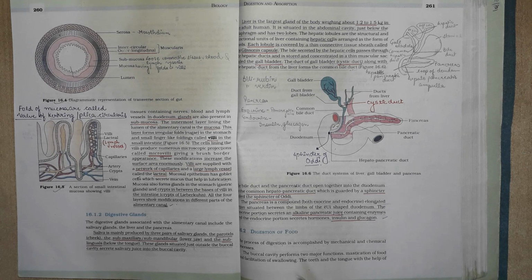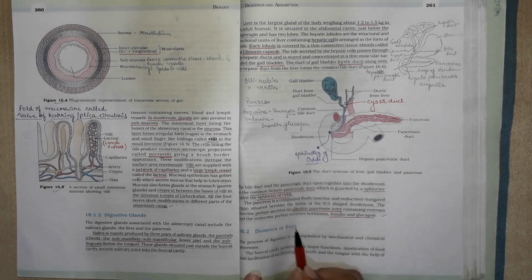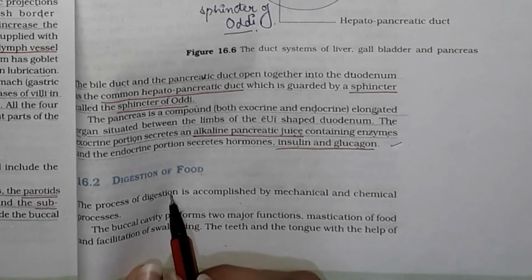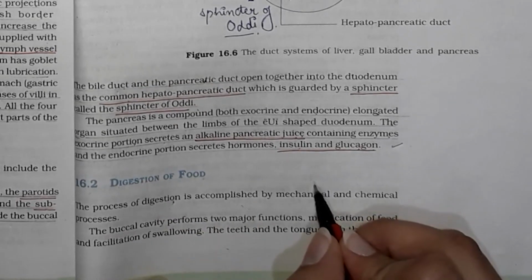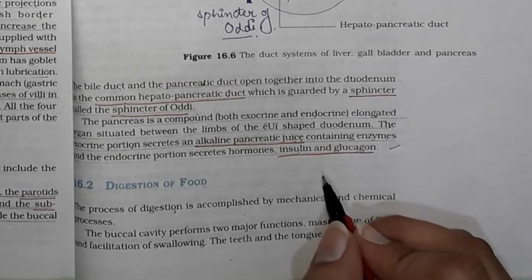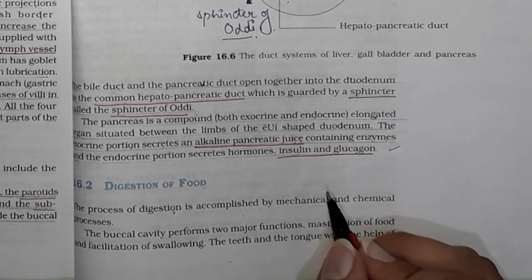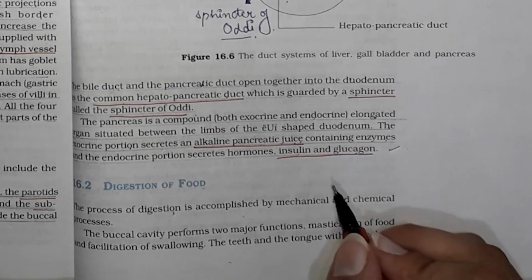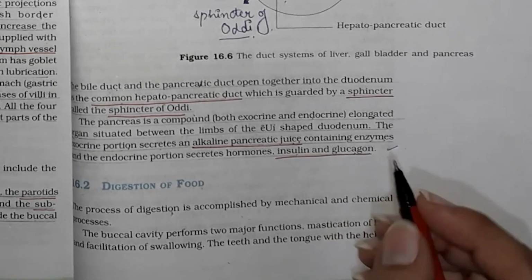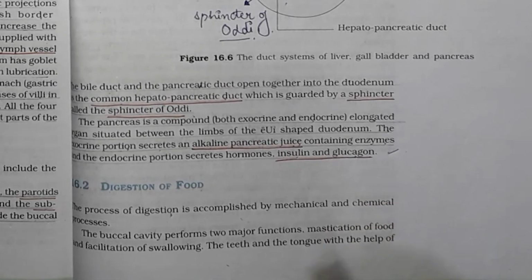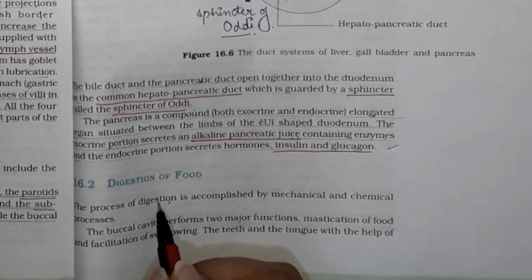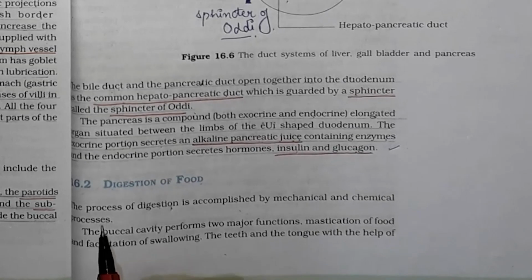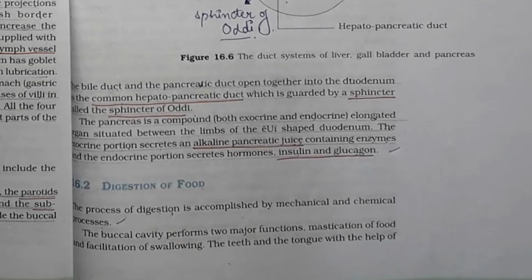So today's topic of discussion is digestion of food. We all know food enters into our body through the buccal cavity. The food enters our body in the form of biomacromolecules. Those biomacromolecules are first broken down and converted into simpler substances, then digested and absorbed. The process of digestion is very complex and is accomplished by mechanical and chemical processes. So this line would be clear to you all.